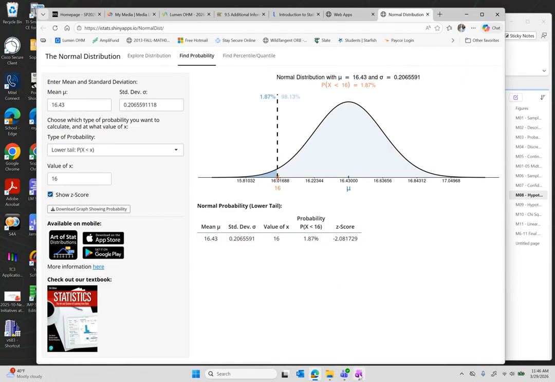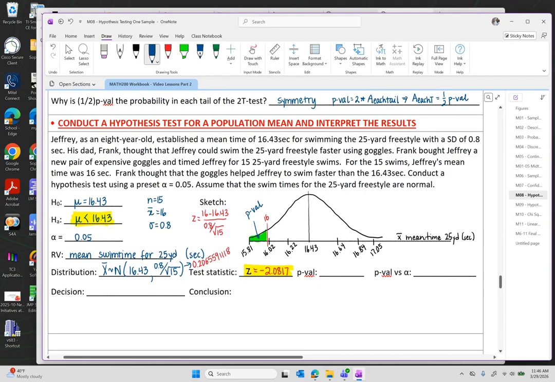So let's write that. This is our p-value, 0.0187. If we have different technology like Excel or a calculator, we can find it with more accuracy. It is 0.0186836. But it rounds to 0.0187.